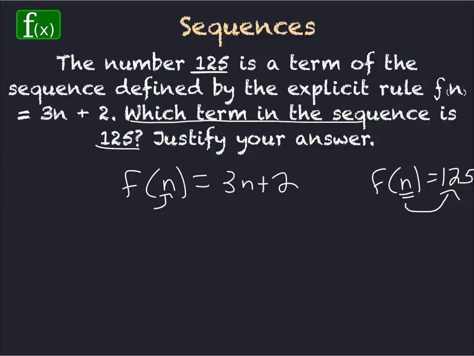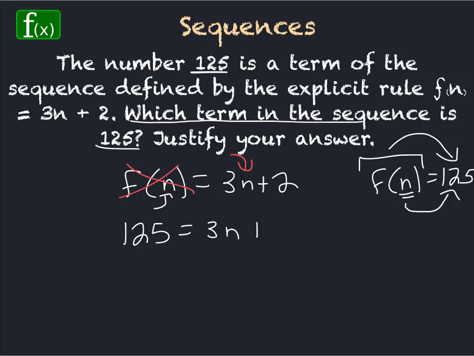So how would we solve this? The same way that we would solve just any regular equation. So we know that f of n is going to be 125. So instead of writing f of n here, I already know my term is 125. I'm just looking for that position value. So I could set this up like an equation. 125 equals 3n plus 2. And I'm solving for n, and remember, n is your input. With sequences, your input is going to stand for your position value. And that's what we're looking for.